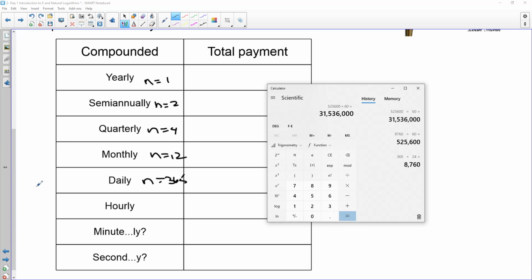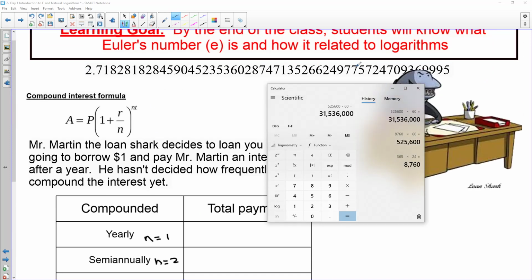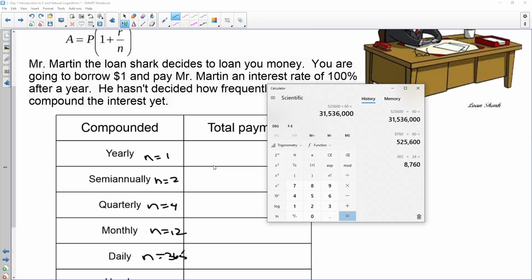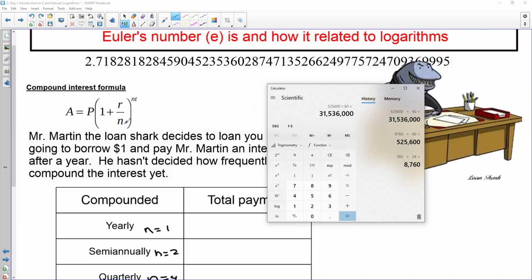And here's where we're going with this. As n gets bigger and bigger and bigger, we'll find that the total payment does not get all that much bigger. We eventually reach a highest point, essentially this value at the top here, this 2.7 number. If I were to make n a billion, it would really not be a whole lot higher than it is right here. In fact, it probably wouldn't be a whole lot higher than it was when we were just doing hourly. So we eventually get an n value big enough that it approaches this number here, about 2.72.